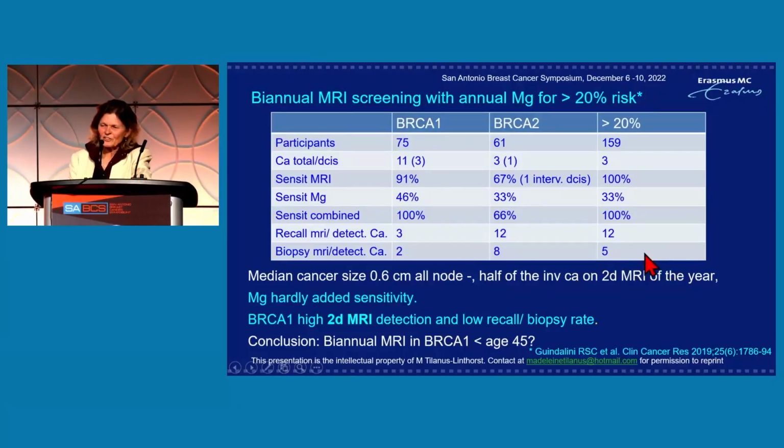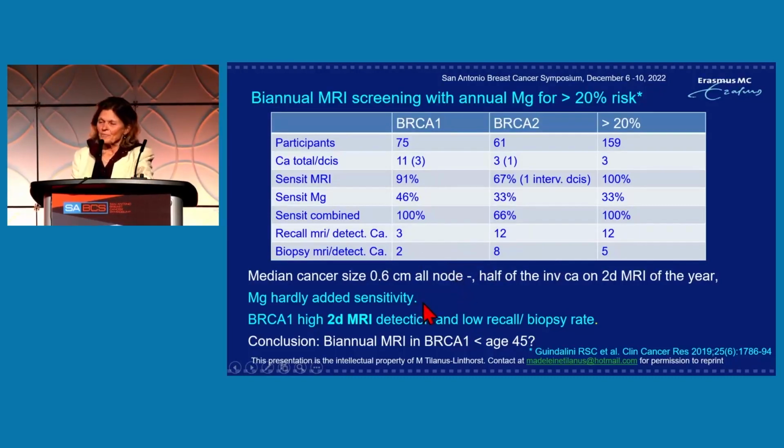This has been shown in practice in the study by Guandalini, who screened all women with higher than 22% moderate risk, BRCA1, BRCA2 and BRCA1 mutation carriers. Sensitivity of MRI was all the time better than with mammography. And on average, all the women got twice a year MRI and once a year mammography, and the average size was 6 millimeters. All the cancers were node negative, and half of the invasive cancers were detected on the second MRI of that year. Mammography hardly added sensitivity, especially if you look at the BRCA2, and not at all in the familial risk.